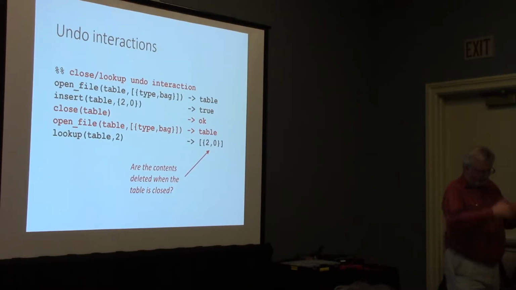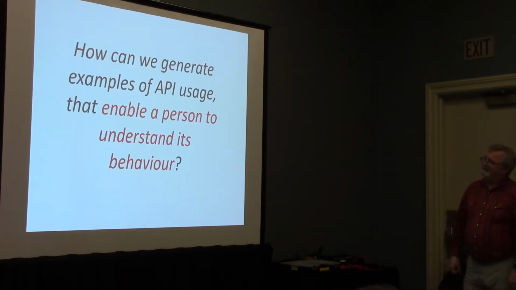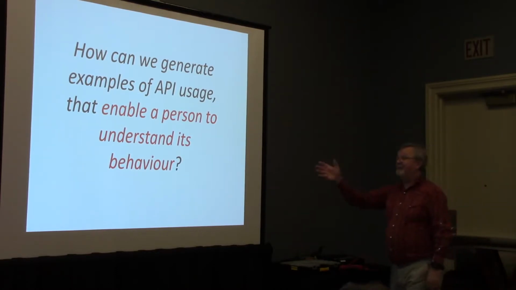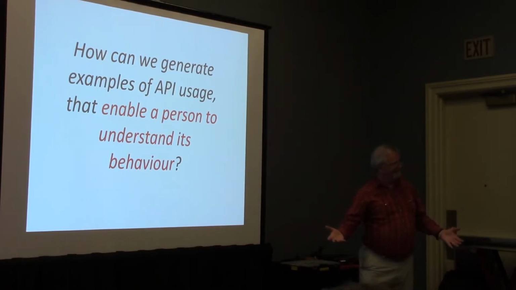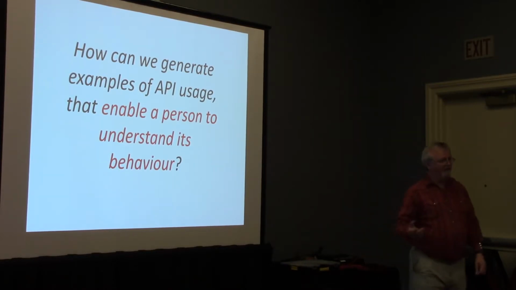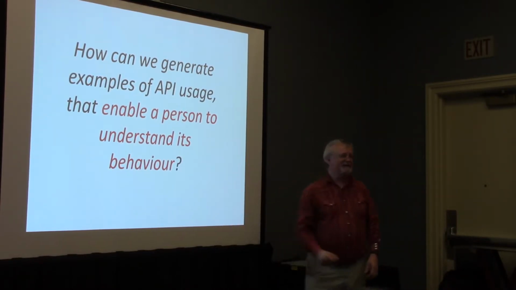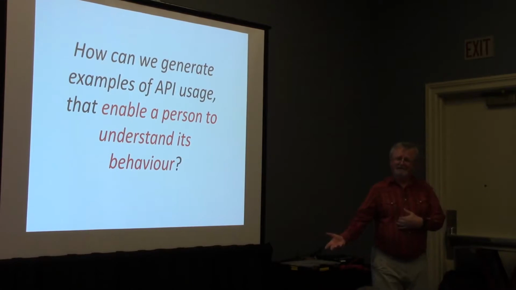Okay, so we have these heuristics, we use them to generate suites of examples. Let me come back to our research question. How do we generate examples of API usage that enable a person to understand its behavior? How can we tell whether our examples enable people to understand anything? Well, there's only one way. Human experiments. And so we have subjected humans, students of course, to our examples. We gave them generated examples, and then we measured how well they understood the API.